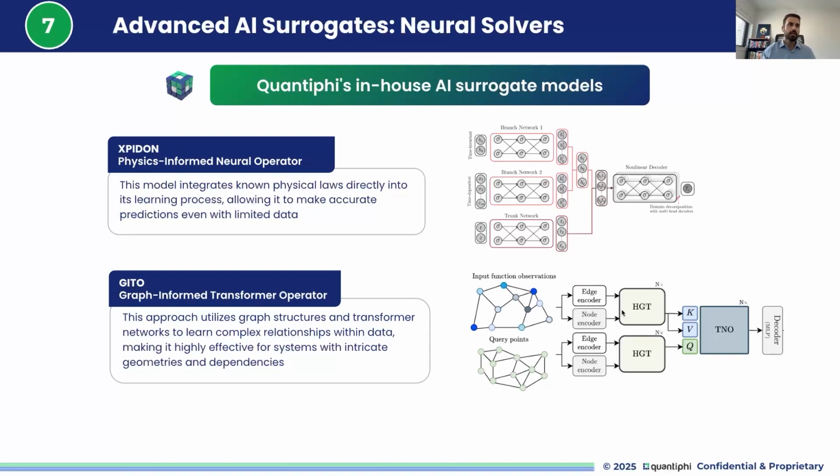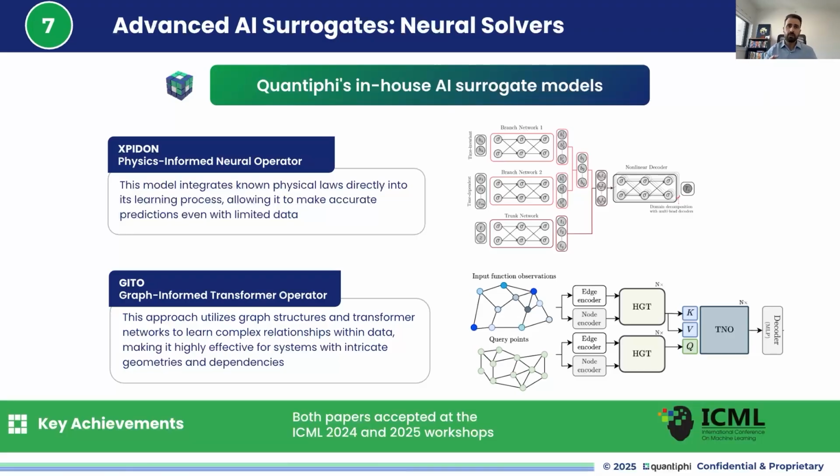The second model, GITA, or a graph transformer model, takes a different approach. The idea here is that we develop a data-driven model which is capable of modeling and learning very complex geometries, and that is something very common in the real world, dealing with engineering systems with very complex and intricate geometries. Now, we will go through each of these models in detail, but before that, I just want to mention that we were fortunate enough to present both of these models at the ICML workshops.